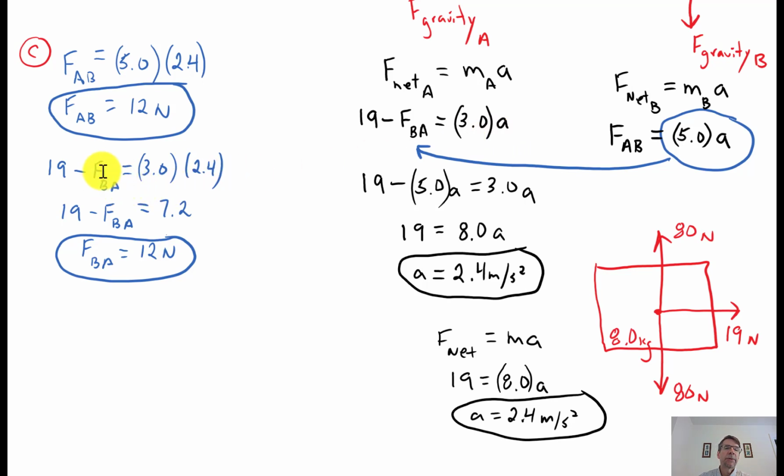I'm assuming I don't know what this is yet. But if I do the math here, and once again, I'm rounding off to 2 sig figs eventually, it's going to be 19 take away 7 is 12 newtons. It comes out to be 12 newtons. It has to be consistent, otherwise something's wrong, because these are the same force.